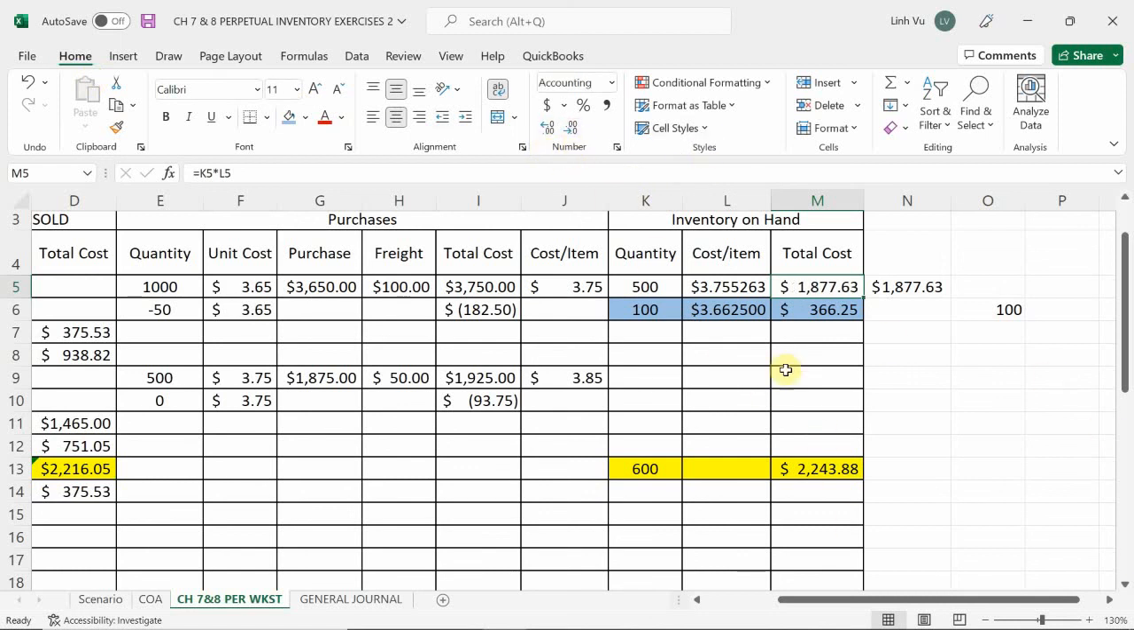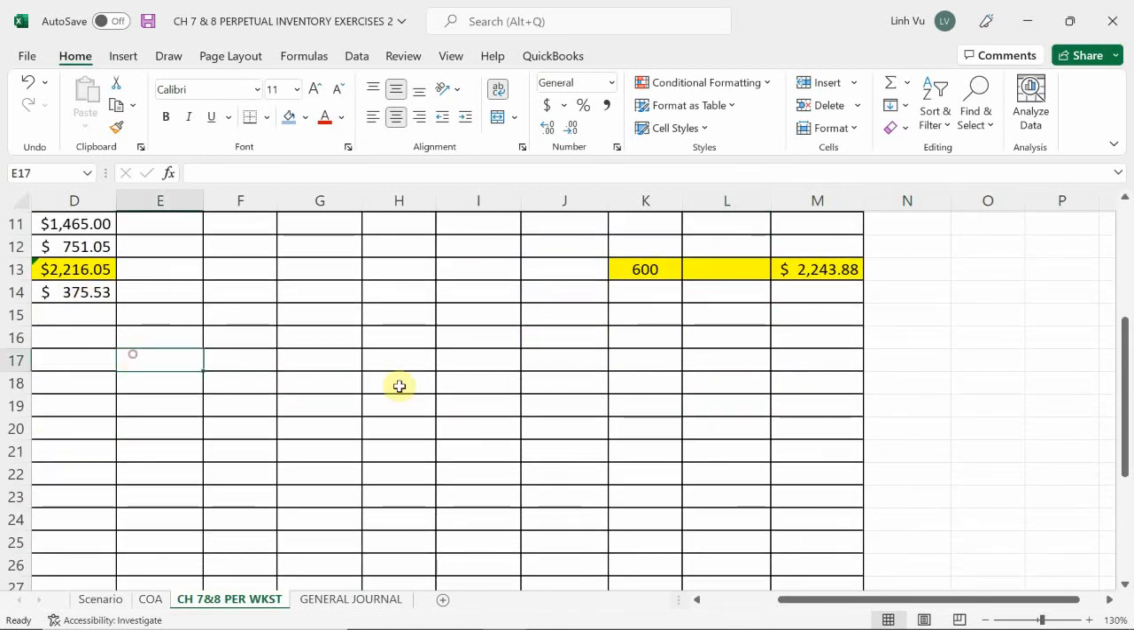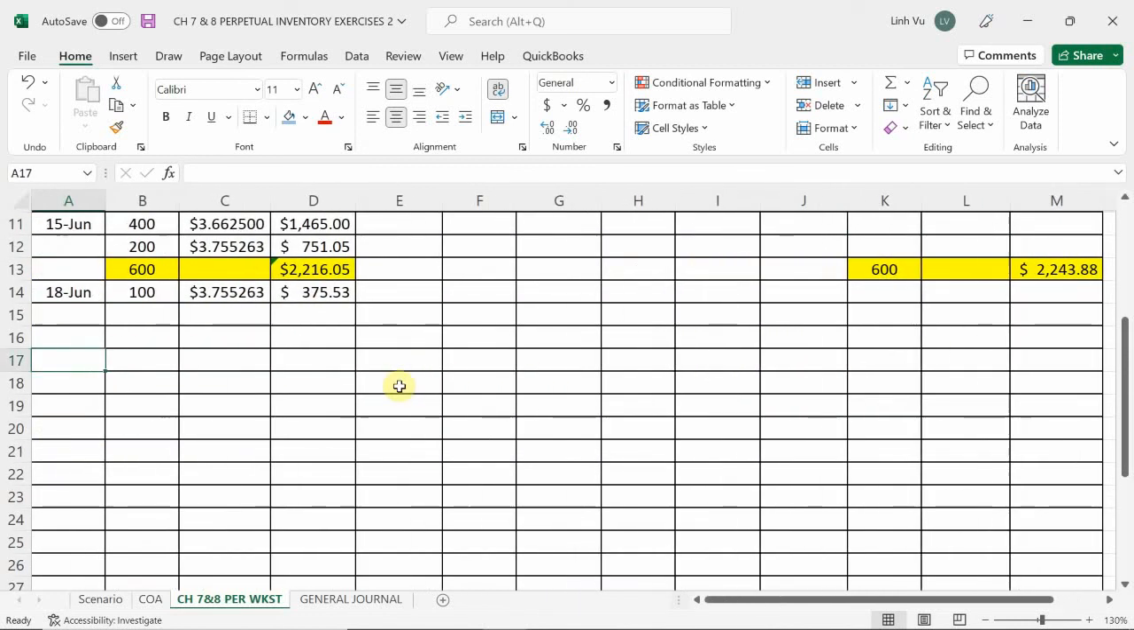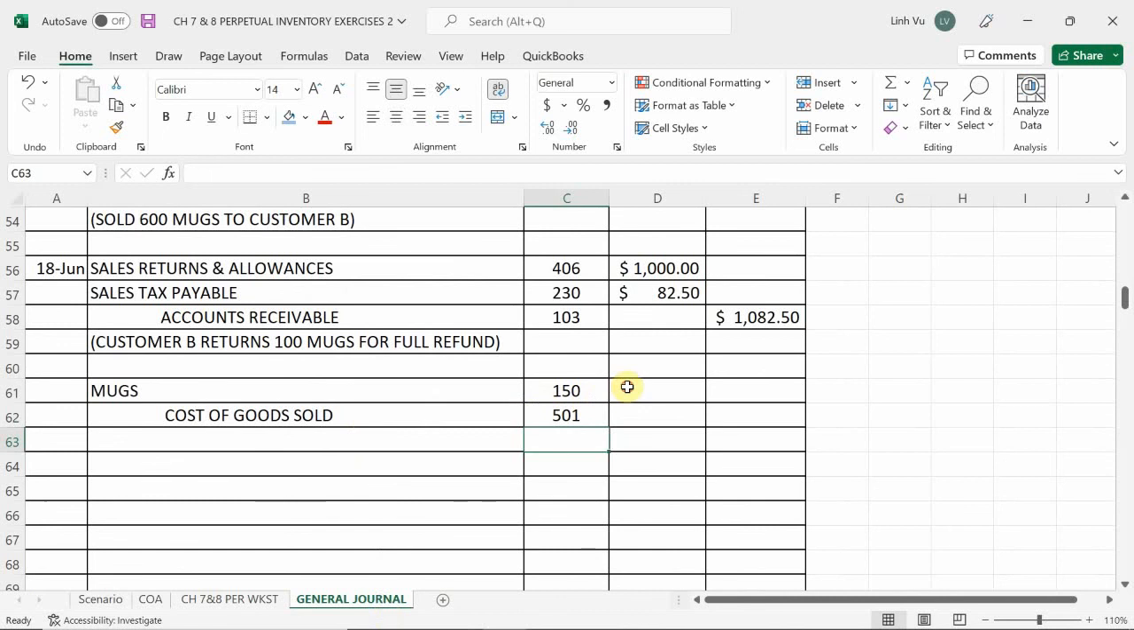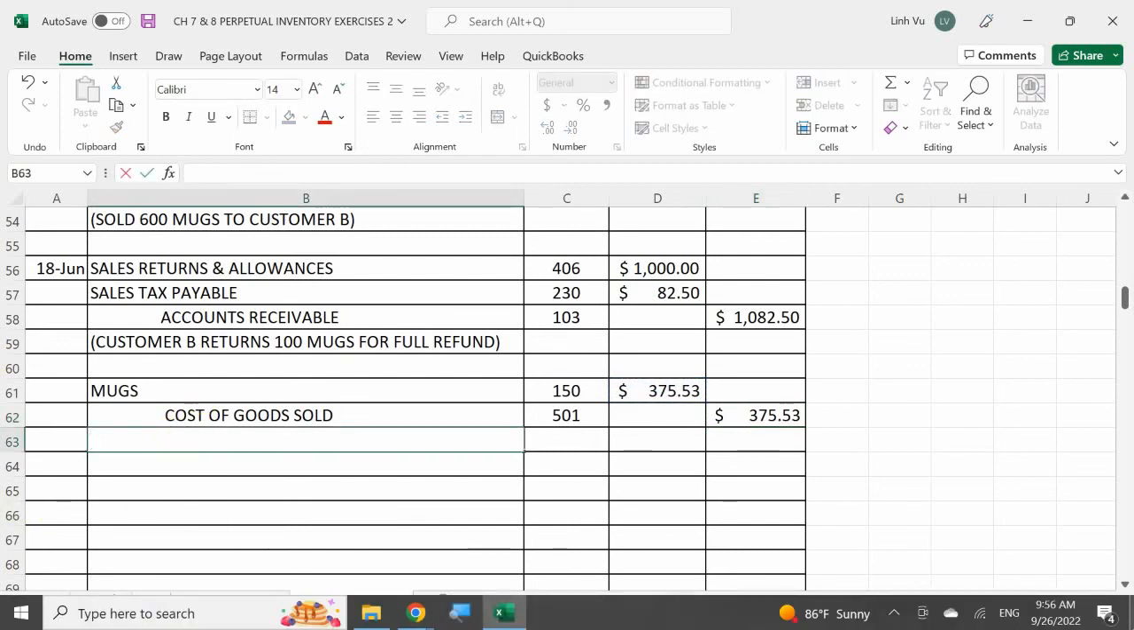Okay. All right. So that means I had to undo my inventory for $375.53. Okay. And then I'm going to go ahead and make a note. Customer B returned 100 mugs. Okay.